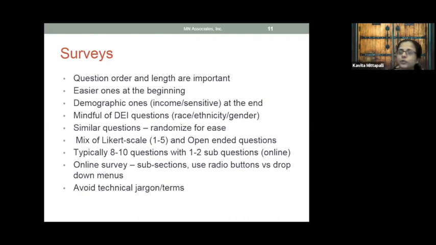Just think, if you got the survey, how would you want to complete it? Don't keep it longer than 8 to 10 questions, maybe multiple pages. Always ask the easier ones at the beginning and leave out the demographic questions towards the end. Be very, very mindful of the DEI type questions. Don't force them to respond to the questions that could be potentially sensitive.